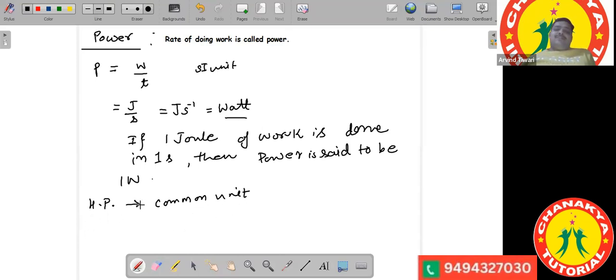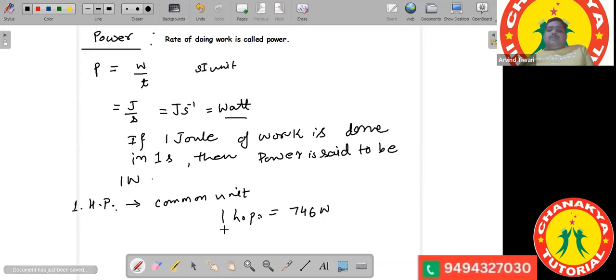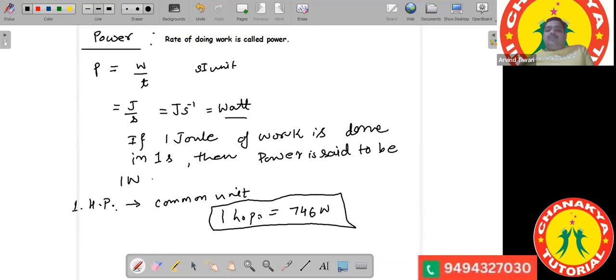Okay. So HP stands for horsepower. The horsepower was generally supposed to be the power of 1 horse. And if we compare this 1 HP to the SI system of units, we have this conversion factor: 1 horsepower is equivalent to 746 watt. So 1 HP is equal to 746 watt. Understood this?